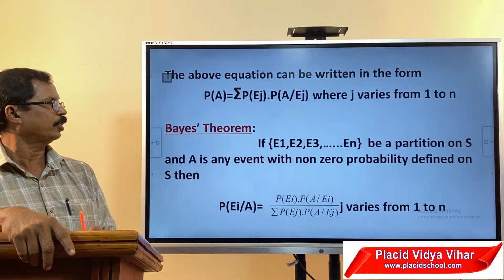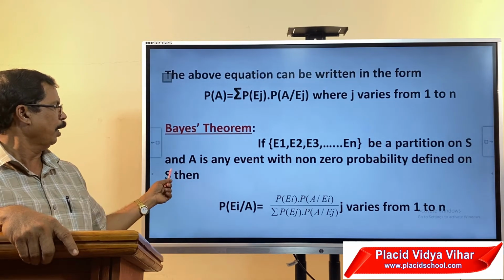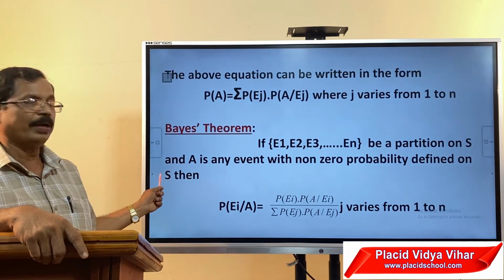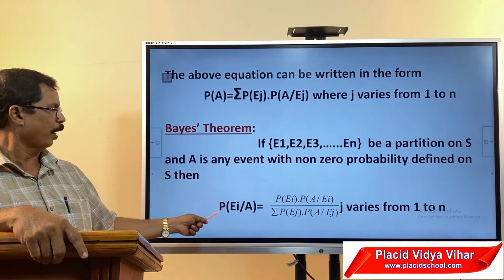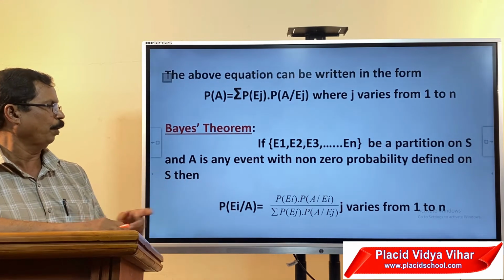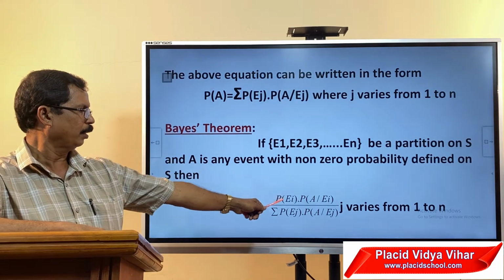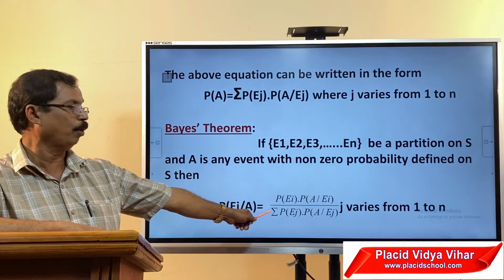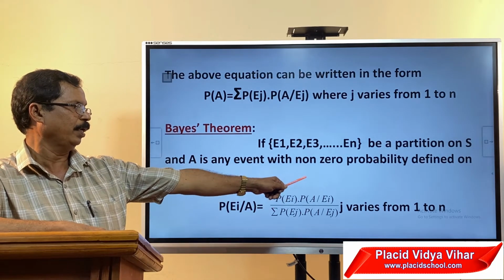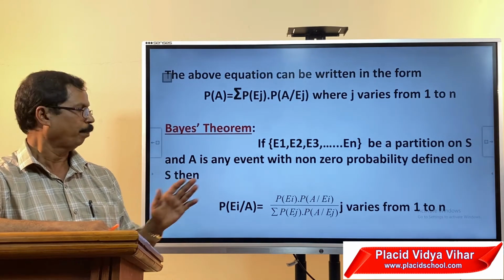If the collection E1, E2, E3, etc. En be a partition on S and A is any event with a non-zero probability defined on S, then we can write probability of Ei given A is equal to P of Ei into P of A given Ei divided by sigma P of Ej into P of A given Ej, where j varies from 1 to n. You have to study this by heart.